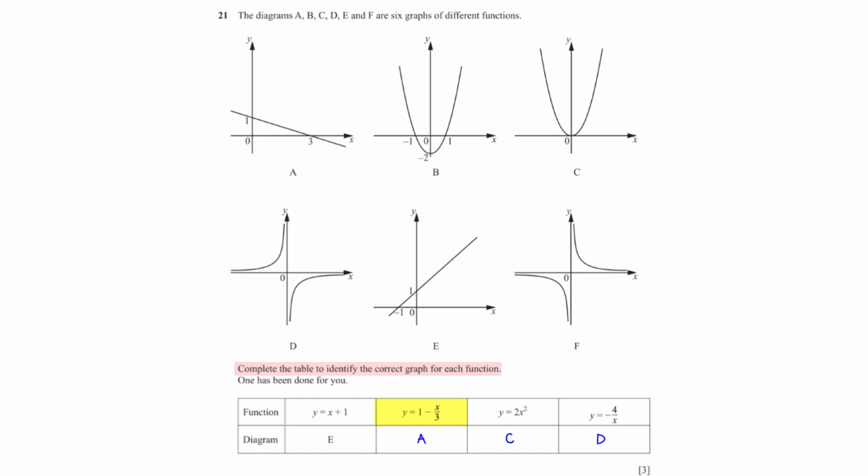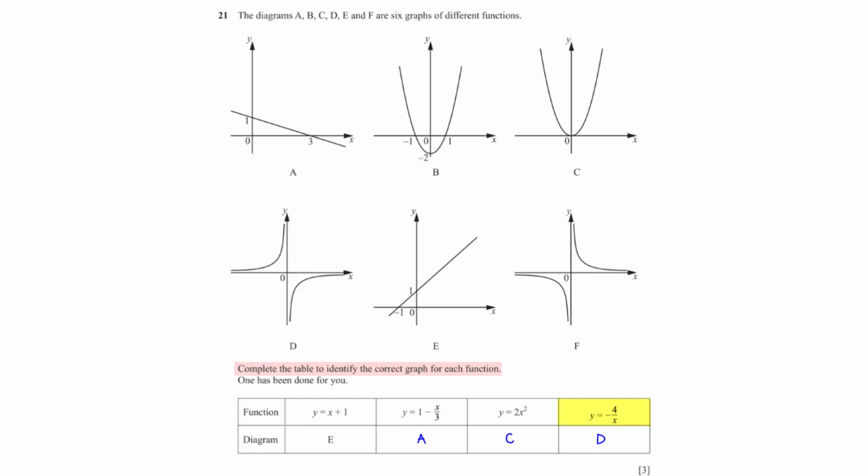Diagrams A and E are straight lines. Diagram A has a negative slope because the line is going downwards, and the y-intercept is 1, and so the answer here is A. This is a quadratic function, and quadratic functions have a parabola shape. When we put x equals 0 into this equation, we get y equals 0. Diagrams B and C have a parabola shape. Diagram C passes through the point 0, 0, and so the answer here is C.